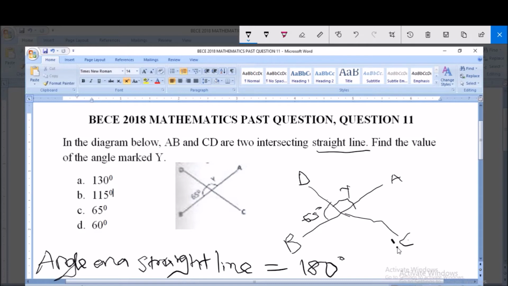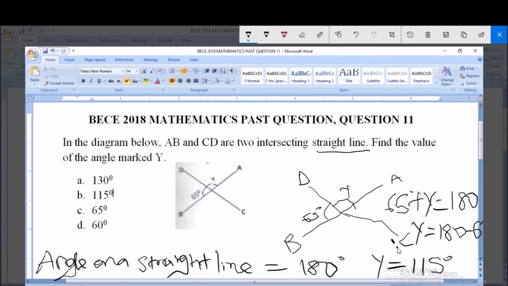Now one of these angles is known, which is 65 degrees, but the other is unknown, which is Y. So to find Y, we say 65 degrees plus Y is equal to 180, because angles on a straight line equal 180 degrees. So 65 plus Y is equal to 180. Y is equal to 180 minus 65. Therefore Y will be equal to 115 degrees. So the answer to this question is 115 degrees.